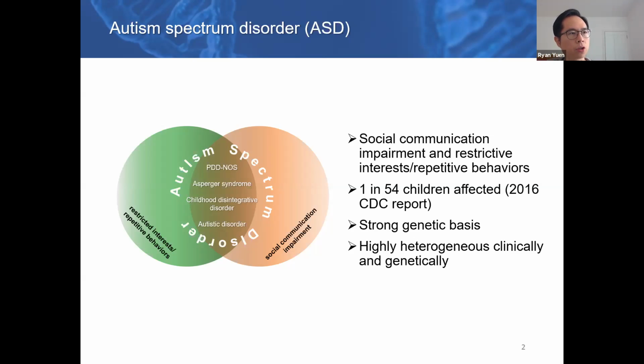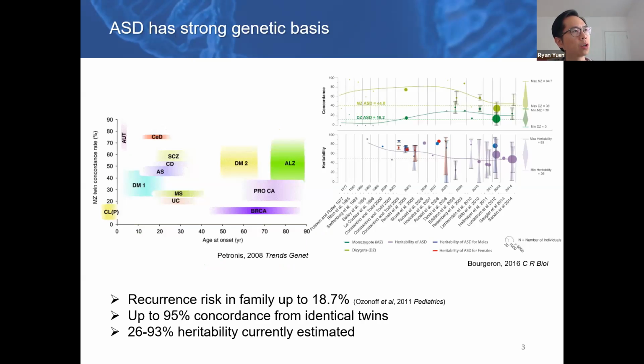Throughout years of research, we already know that this disorder has a strong genetic basis. And the clinical presentation and the underlying genetics is highly heterogeneous. So what I mean by the strong genetic basis is actually based on the earlier studies back in the 90s, when people started to be interested in what causes autism.